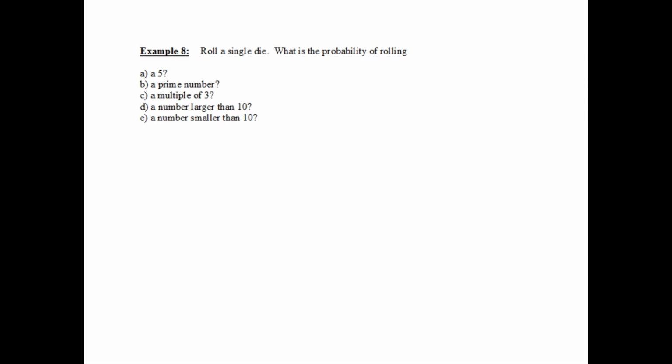Okay, let's roll a single die and let's figure out some probabilities here. Let's look at our sample space first. What's our sample space? It's going to be the set 1, 2, 3, 4, 5, 6. We've encountered this before. What's the probability that we get a 5? Okay, well, what's our event? Just the number 5.